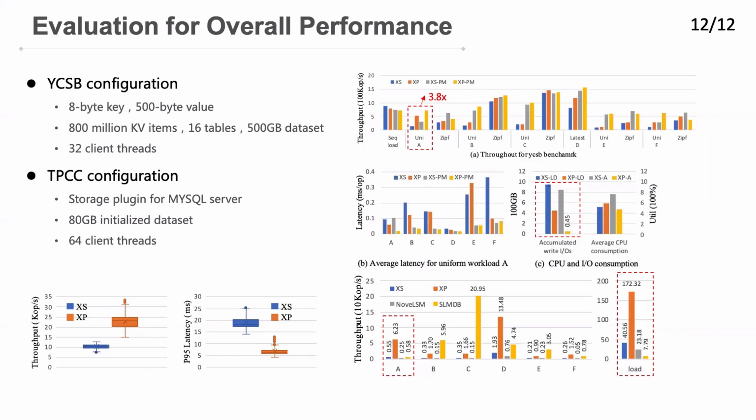For the TPC-C benchmark, we integrate our proposal into MySQL Server as a storage engine. With the 80 GB initial dataset, our proposal achieves 2 times performance improvement and reduces the P99.5 latency by 62%.